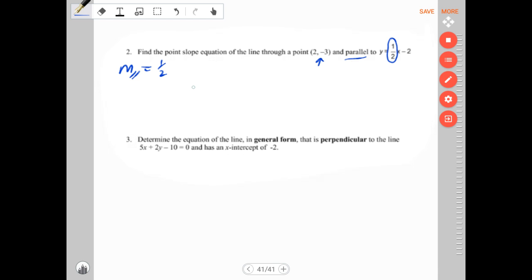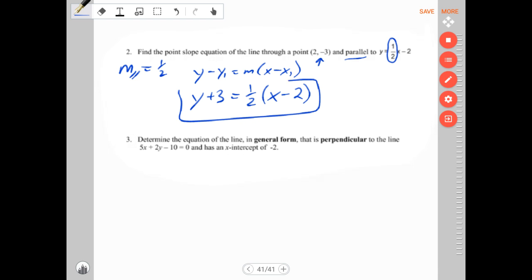So that's easy enough. So this is y minus y1 equals m times x minus x1. Okay, so remember the trick here is to change the signs on the coordinate. So this is y plus 3 equals 1/2 times x minus 2. And there you have it. Ta-da!